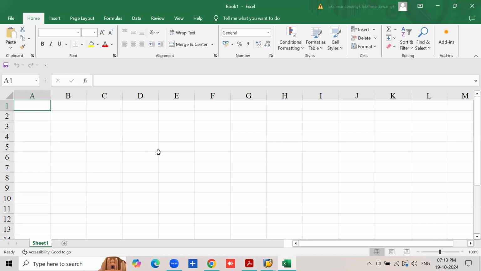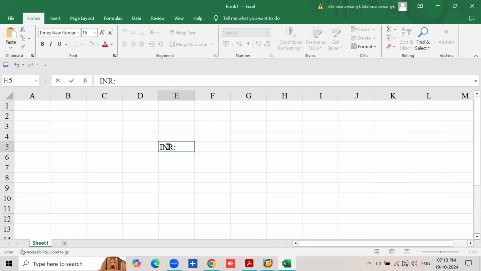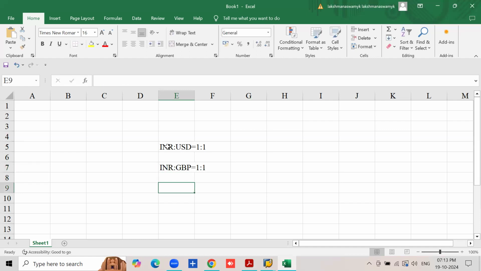Say, for example, our company's local currency is INR. So INR to USD is 1:1. Then INR to GBP is 1:1. Then INR to Singapore dollar is 1:1. This is called translation ratio.